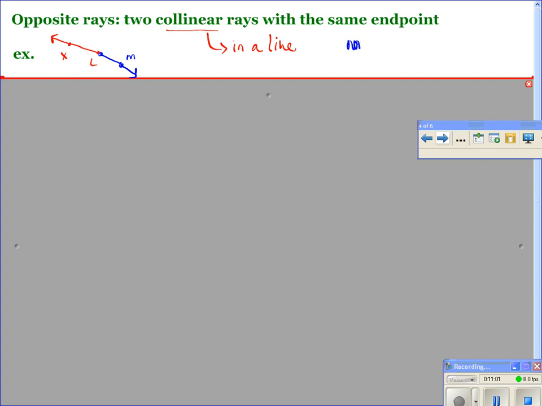So a non-example. Tell me why that is a non-example. Why are those not opposite rays? Yes. Exactly. Okay, they're not perfectly going in opposite directions and they're not on a line together. They're kind of at an angle. So even though they have the same endpoint, they're not opposite rays.